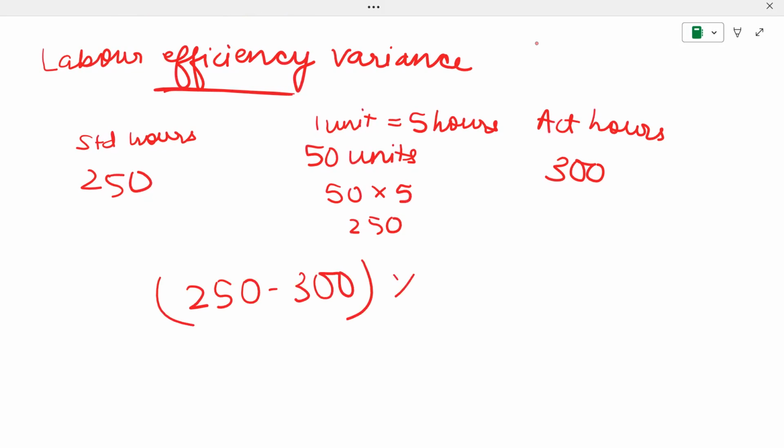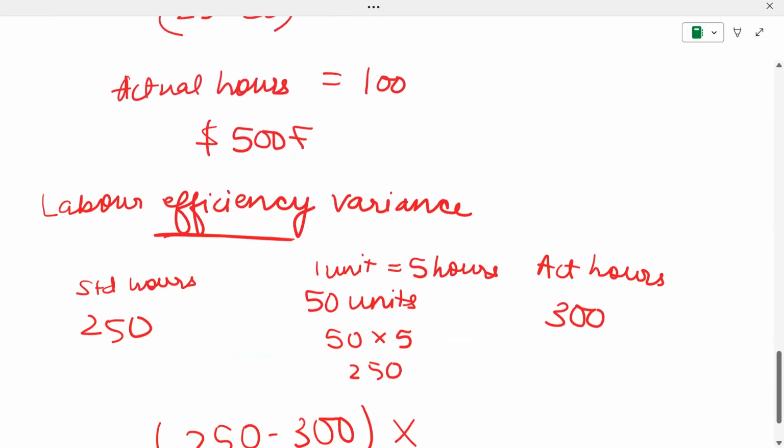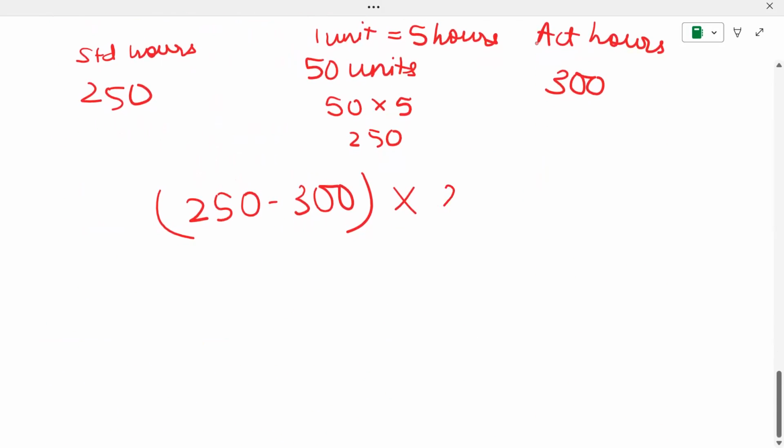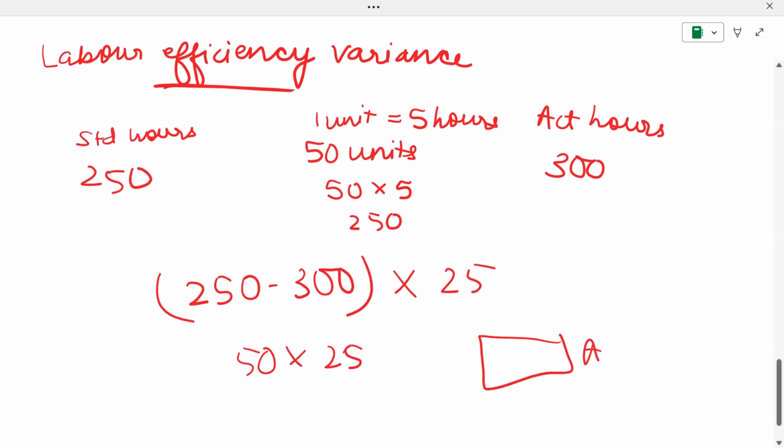Again, this is going to be multiplied with the standard rate that the labor has, which is 25. So 50 into 25, whatever answer you get over here is going to give you the adverse variance. That means the labor is not efficient. They are taking more time than they should.